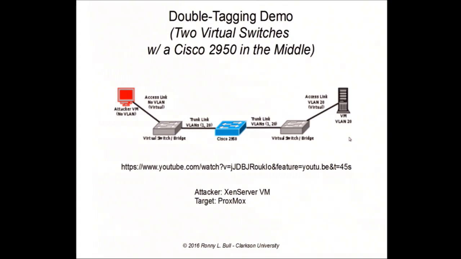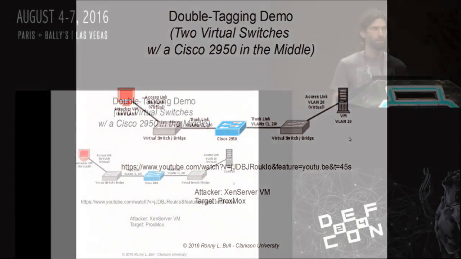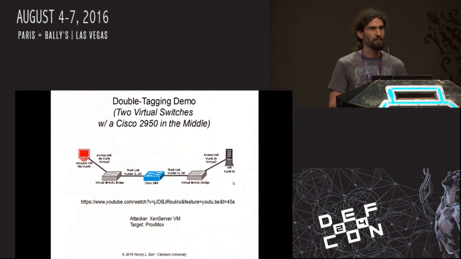Okay, so the second scenario we did was two virtual switches. We took out that second 2950, and instead we're going from one virtualized environment through the physical switch into another virtualized environment. In this case, we have an attacker VM on no VLAN, just on the native VLAN in that virtual environment, going through that virtual switch, connected through a trunk link via best practices on 1 and 20 into the Cisco 2950, through another trunk link connected to another virtualized environment, which goes into a virtual switch there, to an access VM on VLAN 20. In this demo, we have the attacker systems on Xen server and the target systems on Proxmox.